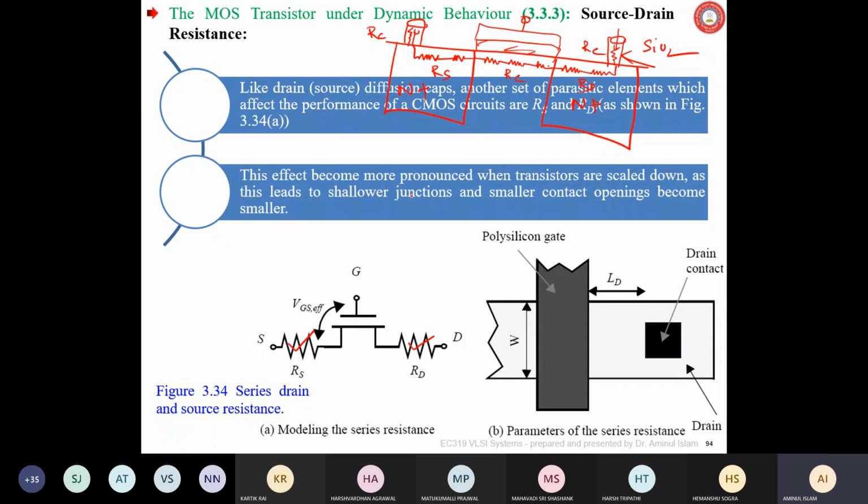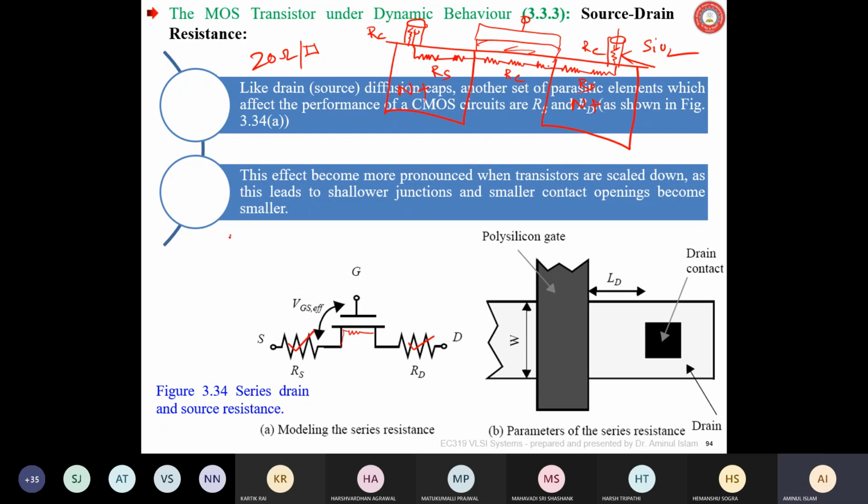Drain diffusion region, of course, is heavily doped. Resistance will be less, but still there may be 20 ohm per square resistance. And these resistances, along with the channel resistance, are going to offer delay. Propagation delay of any gate, any circuit, is a function of the capacitance as well as the resistance.